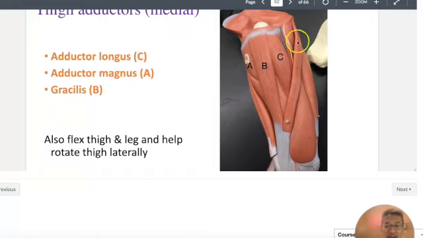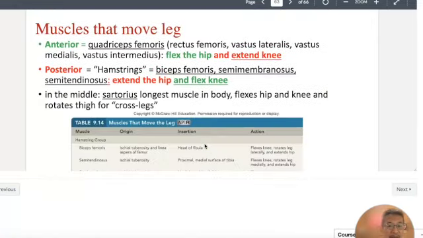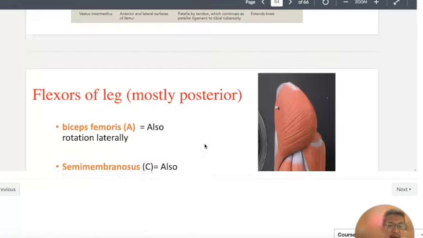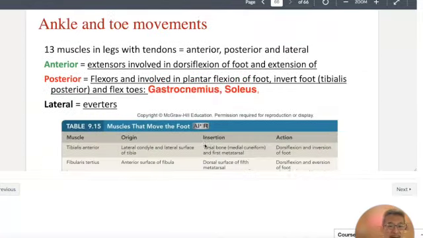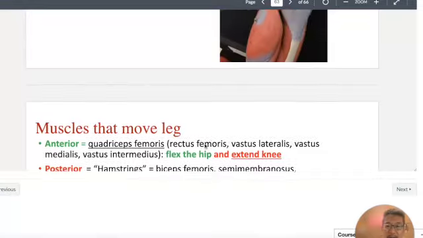Now this one is your sartorius. I don't know if they have it here, but I think that one is part of the ones that you need to memorize. It is somewhere in there or in the lab. Okay.